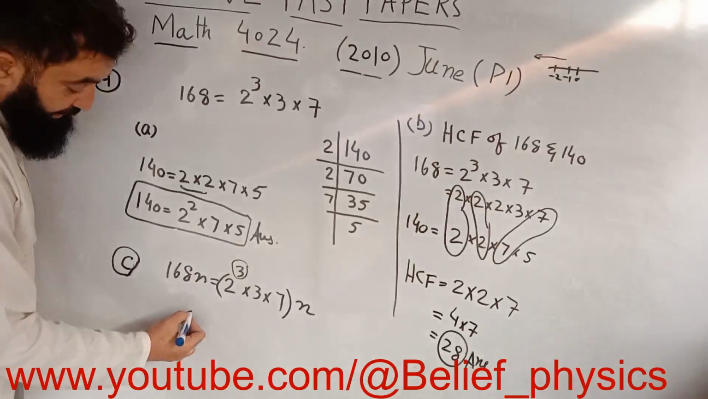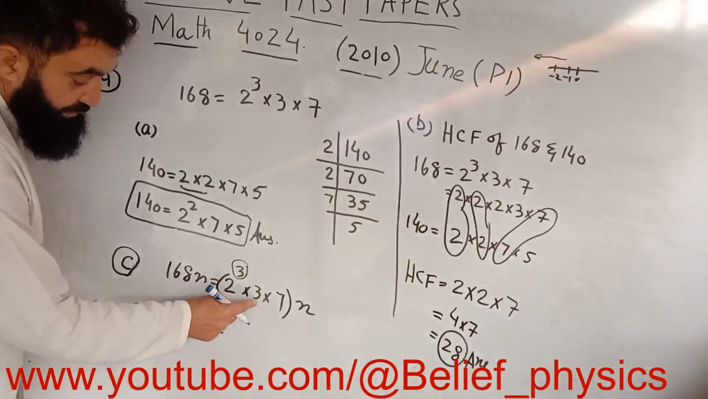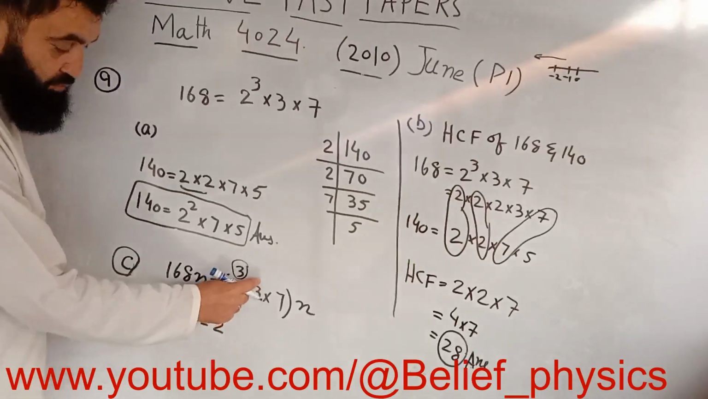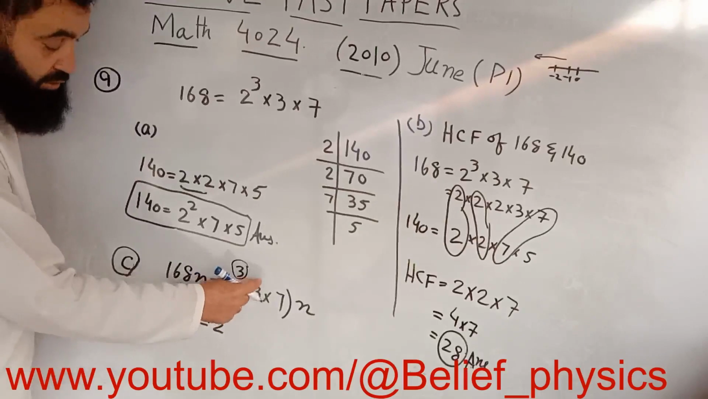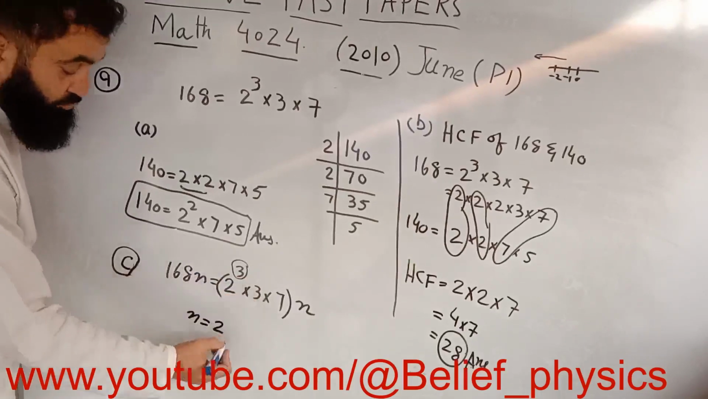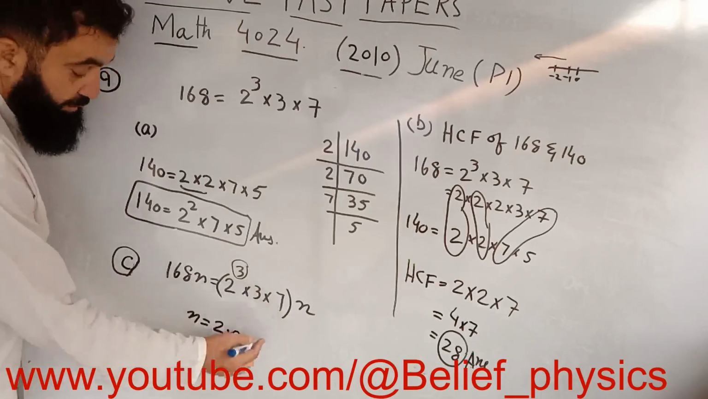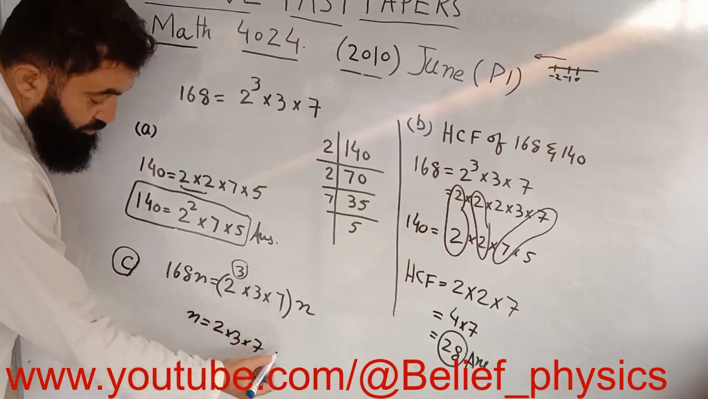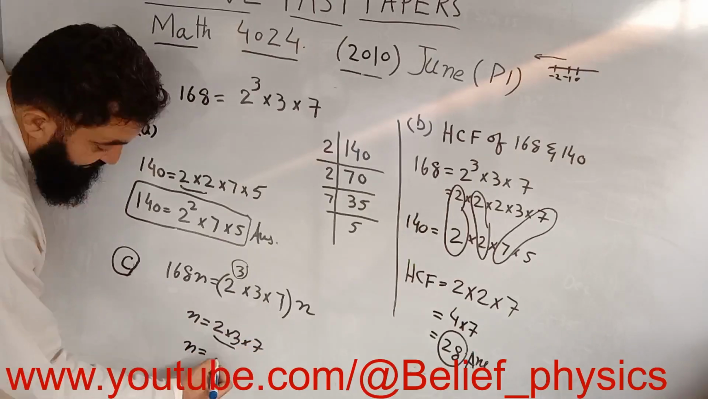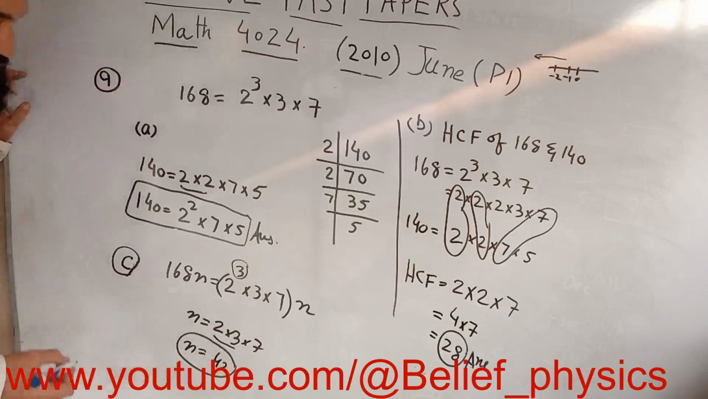So n should be equal to here 2. This is the 3. We have to make it 3 square, because power 1 is odd, to make it even we need to make it a square. So to make it a square we need another 3. So multiply with 3. To make this a square we made it 7. So n should be equal to 2 threes are 6, 6 sevens are 42. So 42 is the smallest integer.